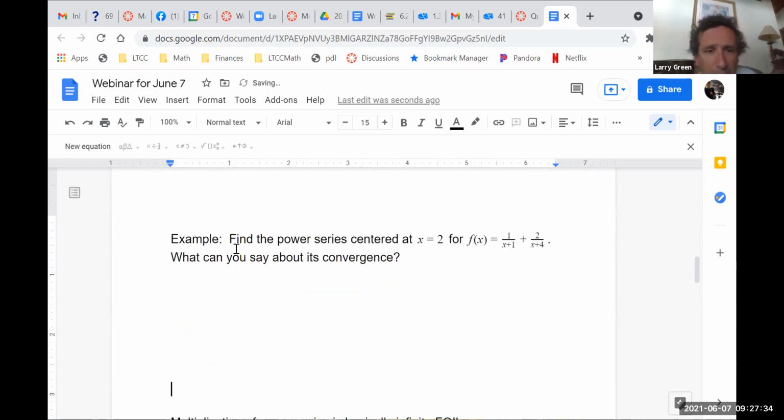So here's an example. I thought I'd give you one because I didn't give you this type last time, and I figured I should because it's an important example. And that is, find the power series centered at x equals 2 for the function f of x equals 1 over x plus 1, plus 2 over x plus 4. And what can we say about its convergence? Any questions on the question?